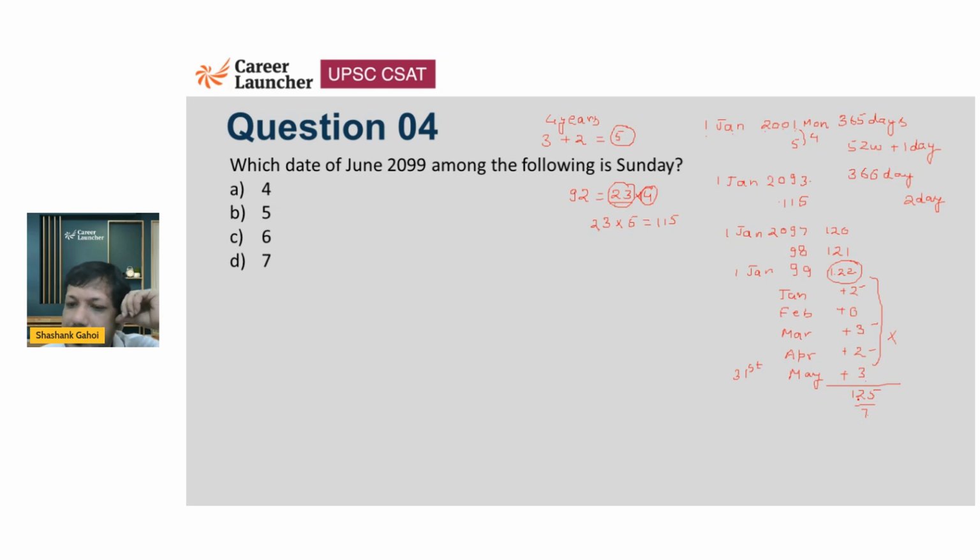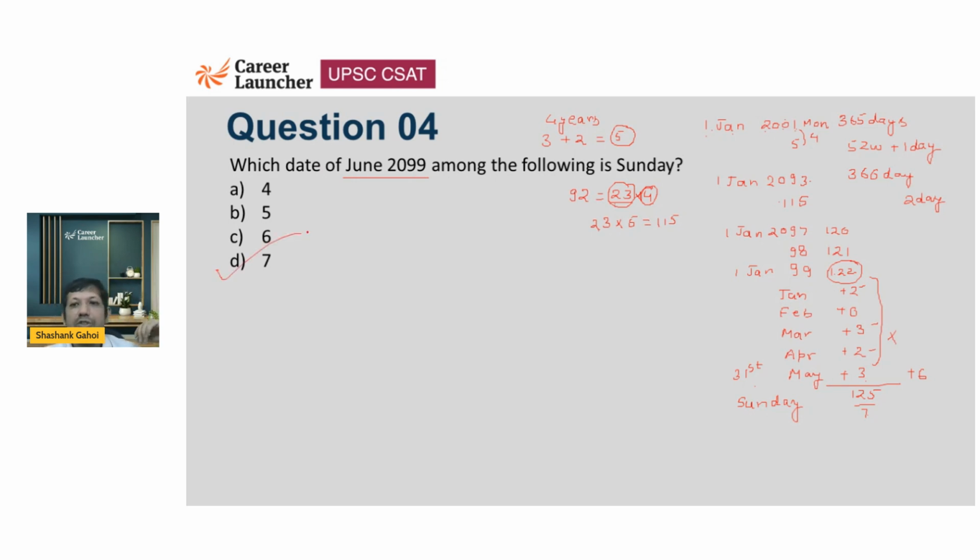7 ones are 7. 5, 55. So I am going to get 6 extra days. So 6 extra days means plus 6. Means 1 Jan 2001 is Monday, so 31st May 2099 is going to be 6 days later, means this day is going to be Sunday. 31st May 2099 is Sunday. So basically in June, which day is going to be Sunday? That is going to be 7th of June, 7 days later.